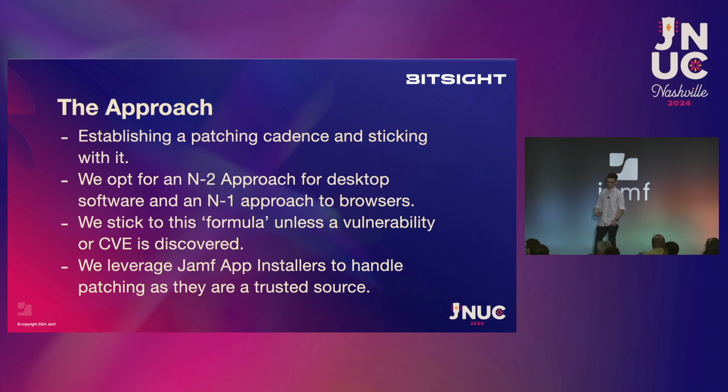So here's what we use. We opt for an N-2 approach, or an N-1 approach for browsers. Essentially what this means is we're 2 versions behind the latest stable release. And for desktop software, we are 1 version behind the latest stable release until we test, confirm, and then deploy, so that everything is working and not going to brick anybody's computers. We also leverage Jamf App Installers because they're trusted and native. That gives CISOs and orgs some extra control and peace of mind when we're deploying these patches from Jamf App Installers.